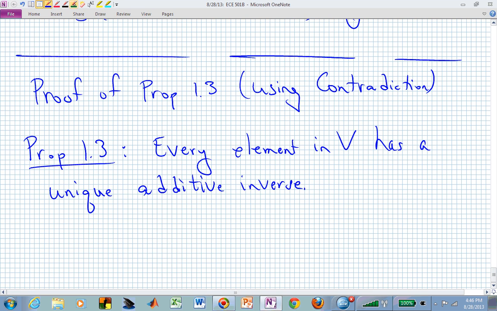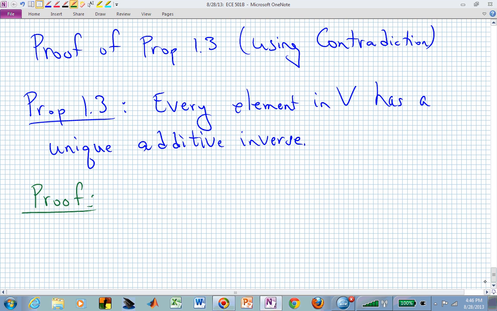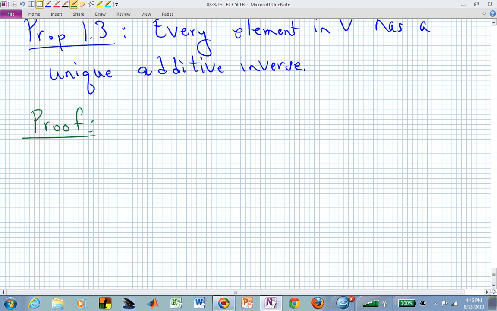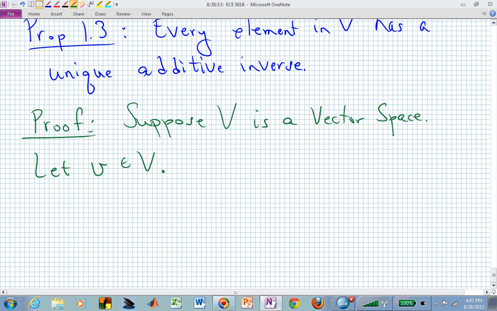And here's our proof, or here is a proof. And it's in the book, but let's walk through it here. First, we need to assume that we're playing with a vector space. Let's now suppose V is a vector space. We can make that assumption. And let's also assume that we have an element from that vector space. We do have a vector. Let's just pick one. Let's say let v be an element of the vector space V.